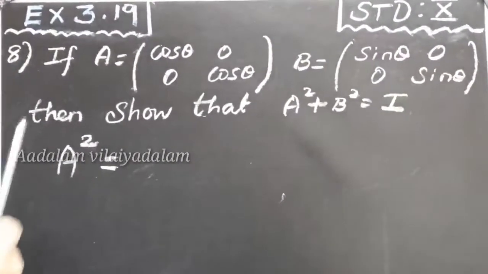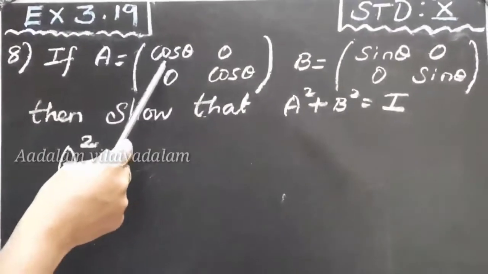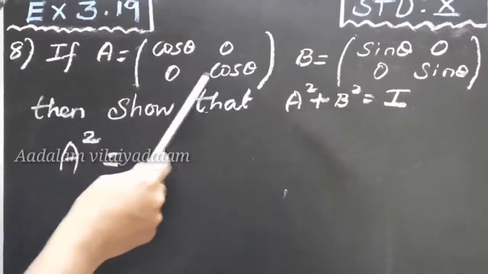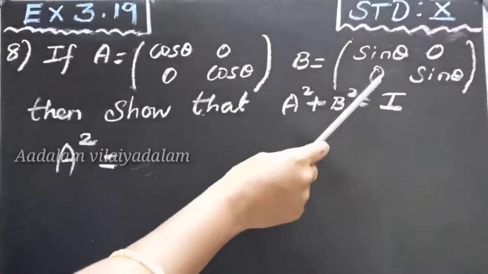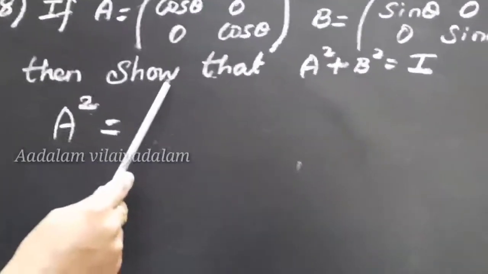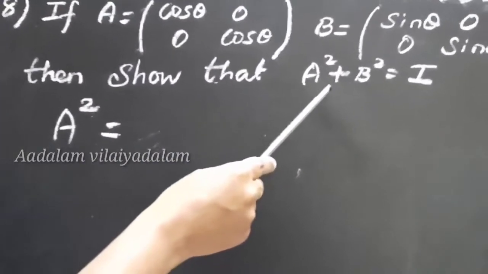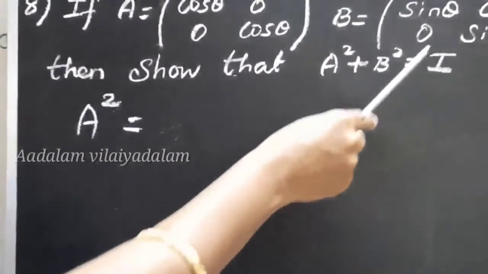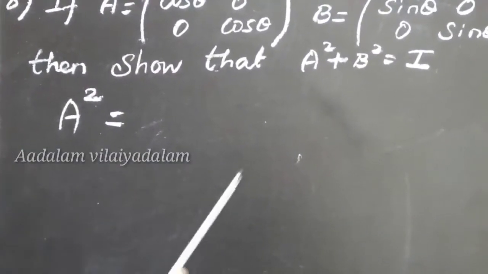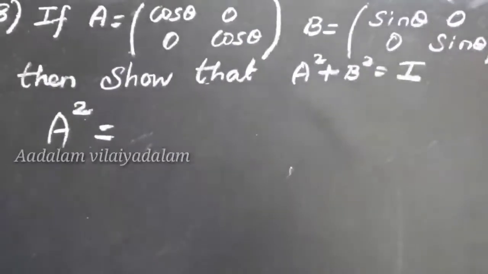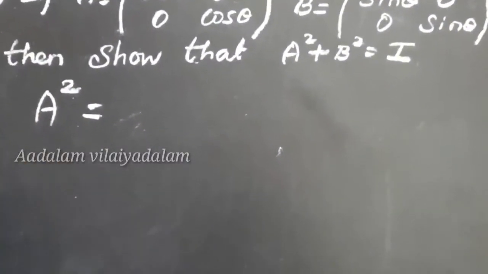Eighth question. If A equal to cos theta 0, 0 cos theta, B equal to sin theta 0, 0 sin theta, then show that A square plus B square equal to I. That is, I means the unit matrix 1, 0, 0, 1 only. Here first take the LHS value.